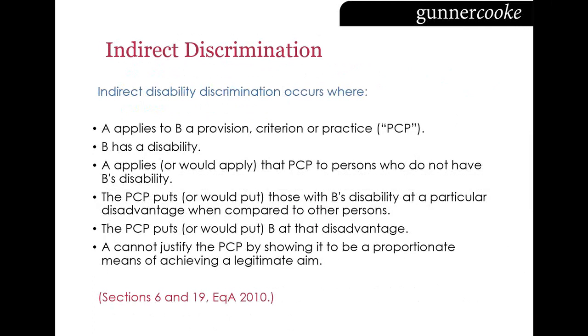Okay, so generally speaking, it's easier to bring a failure to make reasonable adjustments claim and or discrimination arising out of a disability claim, and this is even acknowledged by the courts. The only time that it might be appropriate to bring an indirect discrimination claim instead of a discrimination arising out of a disability claim is where the employer has no way of knowing that the employee was disabled. Because in the case of indirect discrimination, the employer's knowledge of discrimination is not required.